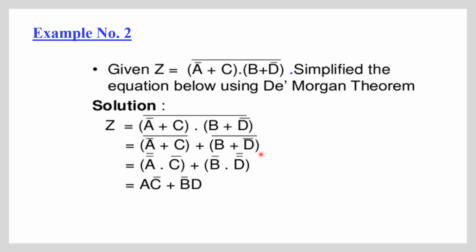Again using De Morgan's first theorem, what is that? A plus b the whole bar is equal to a bar. So the bar already it has, a bar into c bar, plus again using De Morgan's first theorem, we get b bar dot d double bar. Already it had a bar, so double bar. Now a double bar vanishes, we get a into c bar, b bar and d bar, that is d bar vanishes. So what we got is a c bar plus b bar d. So by using De Morgan's theorem, we have simplified the equation.